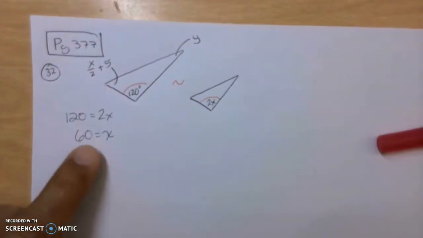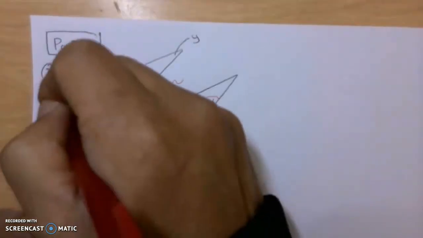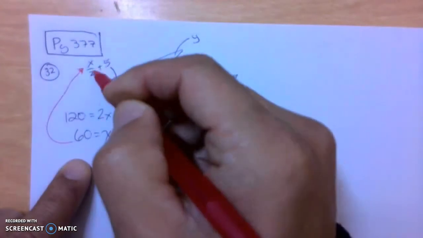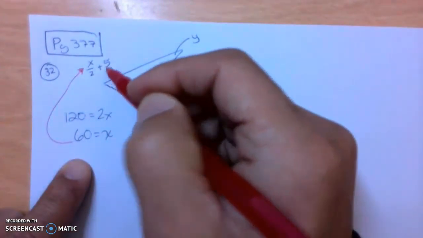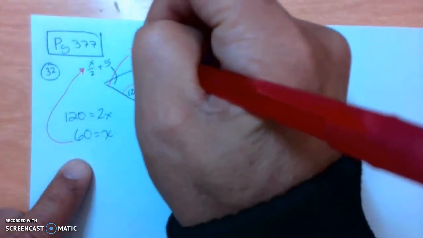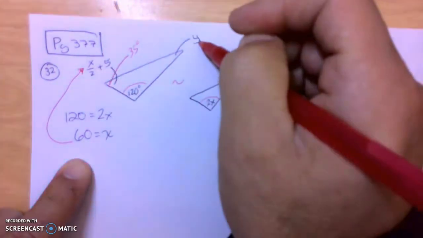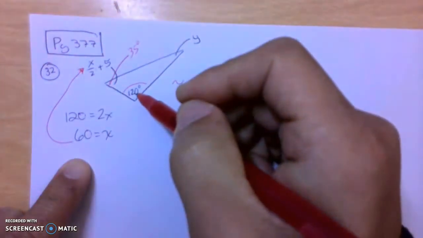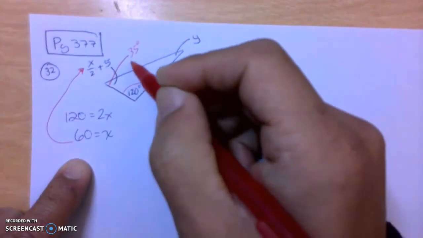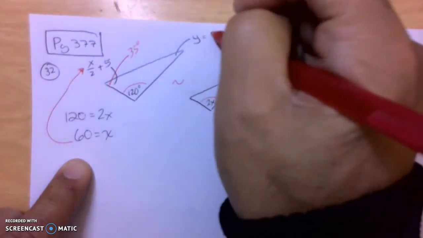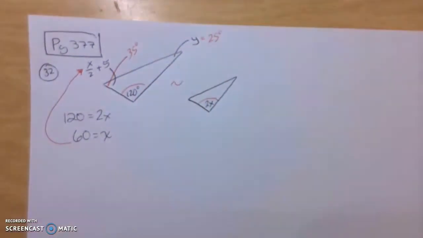You use the 60 to help figure out what y is. If I put 60 right here, 60 divided by 2 is 30, and 30 plus 5 is 35. And now you've got a basic triangle here, and I can solve for y. All triangles add up to 180. 180 minus 120 minus the 35, you would get 25 degrees for y.